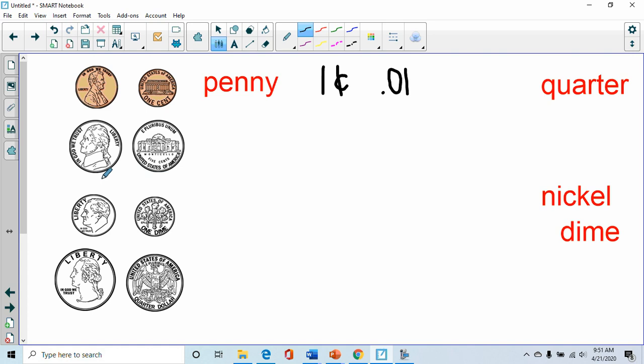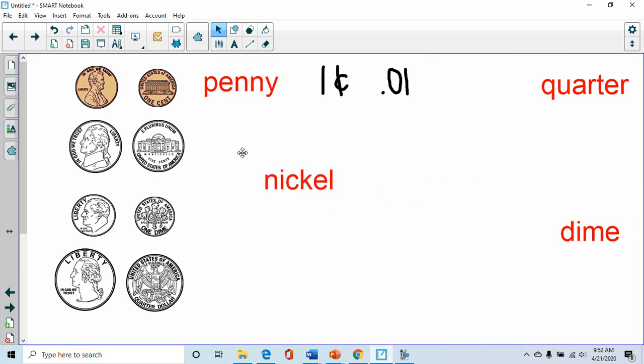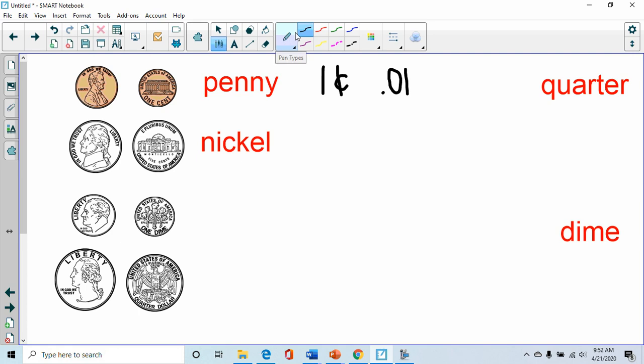Our next coin is the nickel. The nickel has Thomas Jefferson's profile on the front, and it has Jefferson's home named Monticello on the back. Again, if we look carefully, we see that the back has 5 cents written on it. It's a good way for us to identify that coin from the back. It's the nickel, and its value is 5 cents.